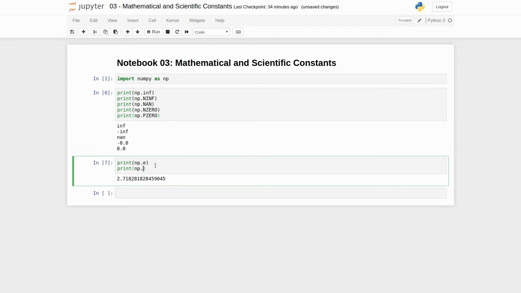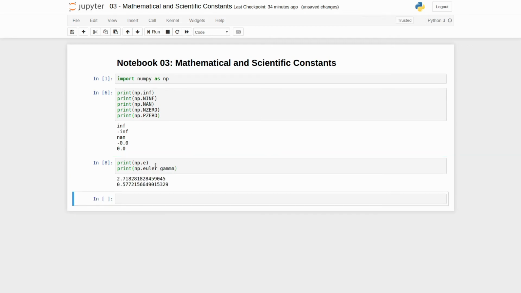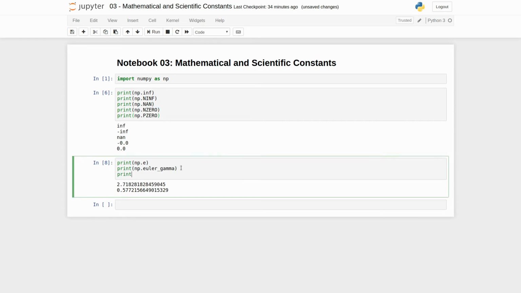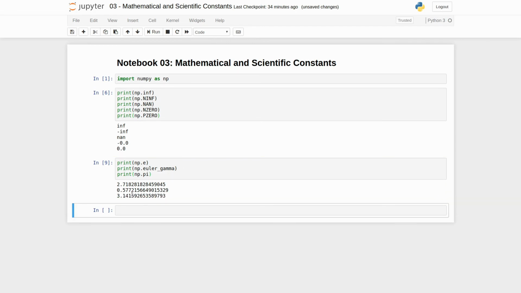Next is Euler gamma, np.euler_gamma. Okay, so you can see Euler gamma is 0.57721, and one of the most important is the pi. Simply write np.pi, and you can see the value of pi 3.14. So these are the basic scientific constants.